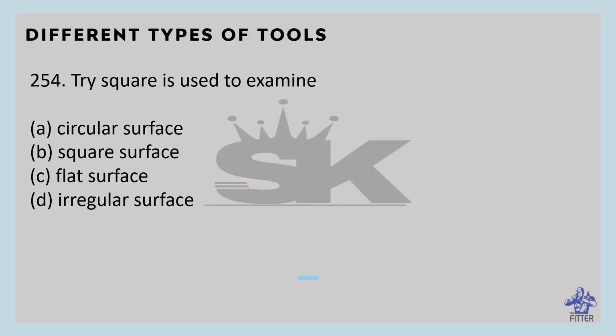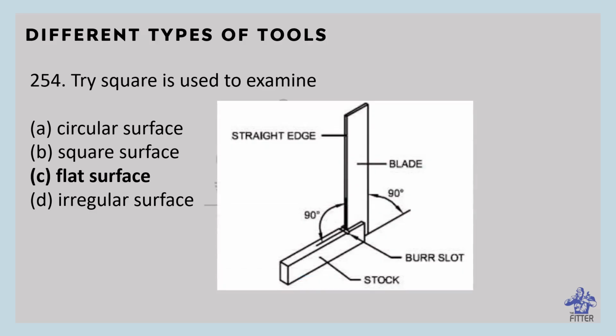Try-square is used to examine flat surfaces. You can see here in the image. A try-square is made of two key parts. The blade is also known as the beam or tongue. Here, blade or beam or tongue, and this is the stock, which are fixed together at 90 degrees to form an L shape.